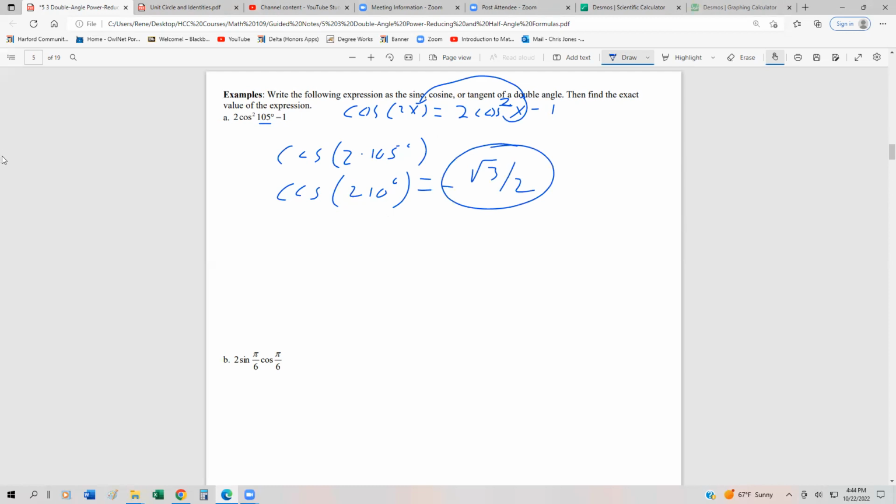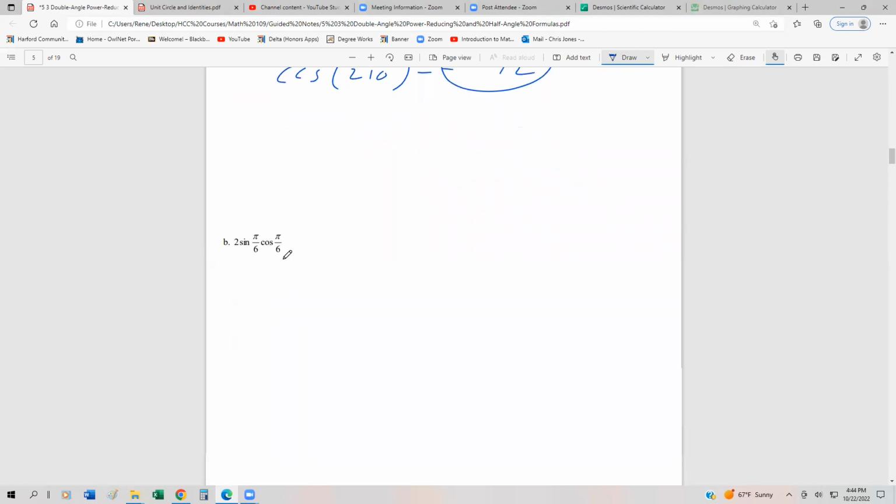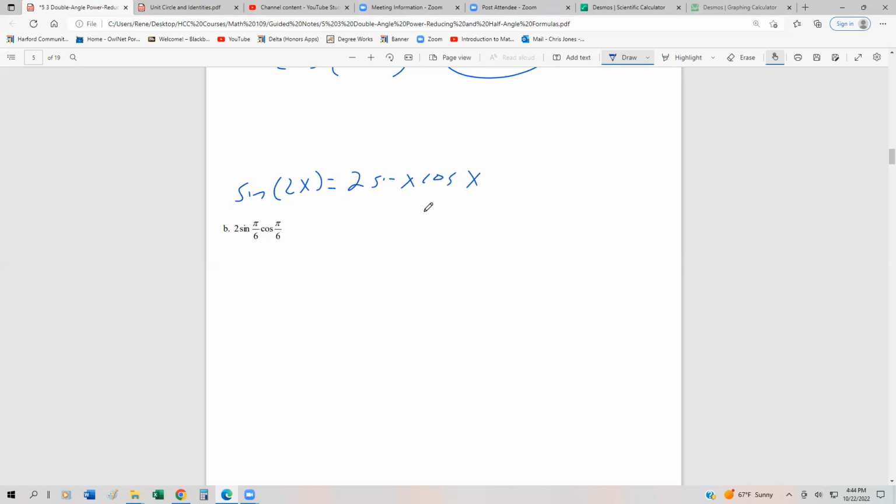Same thing with this one right here, this 2 sine of pi/6 cos pi/6. Now remember, we have that sine of 2x is equal to 2 sine x cos x. Okay, so that's our formula. And in this case, x is going to be equal to pi/6. And so we can rewrite this now as the sine of 2 times pi/6, which is the same thing as the sine of pi/3 by simplifying that out.